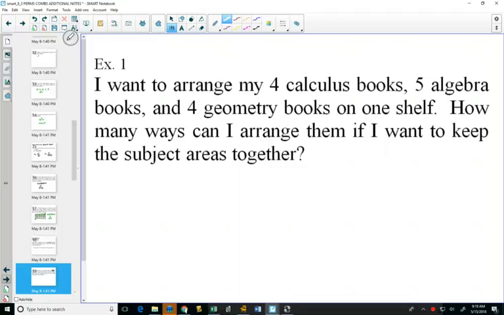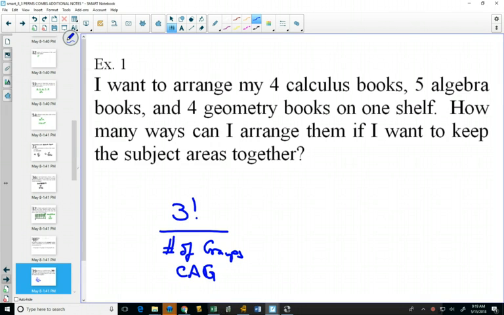Well, what we do is we first make the decision of how I want to arrange the groups. Can you see that it could be, you've got calculus, algebra, and geometry? How many ways could I decide that first? 3 factorial. I could put calculus first, then algebra, then geometry, or I could put algebra first, then geometry, then calculus, and so on and so on. So my first decision is I decide, how do I want my groups organized? And since I have 3 groups, they're all different, it would be 3 factorial.